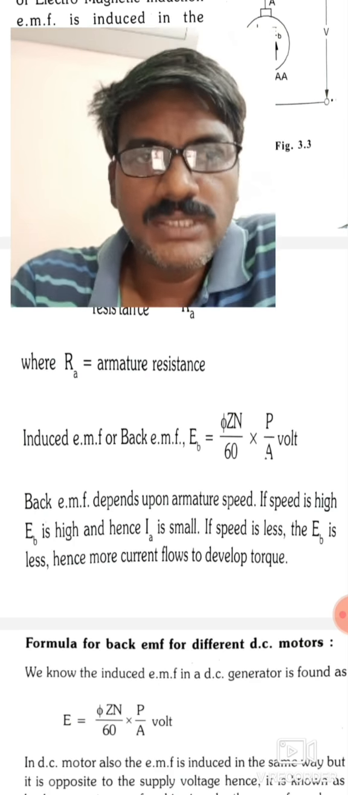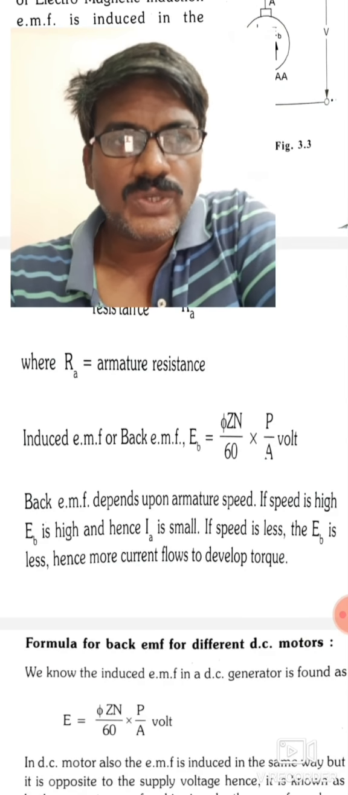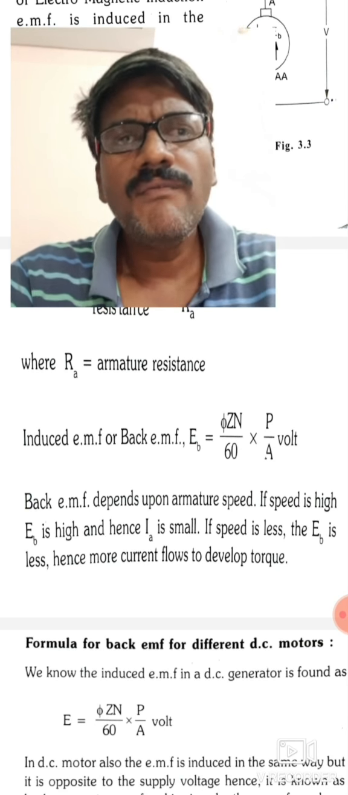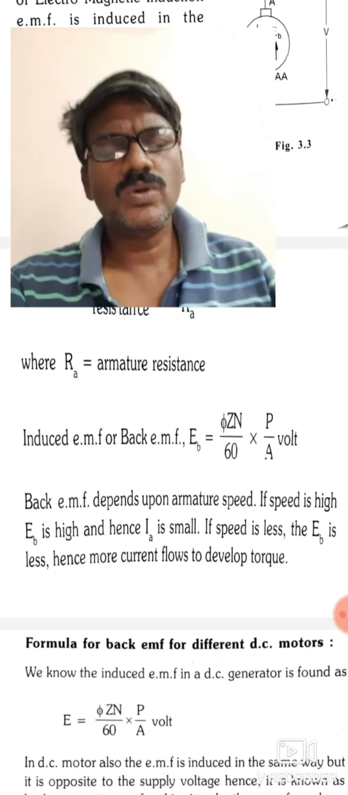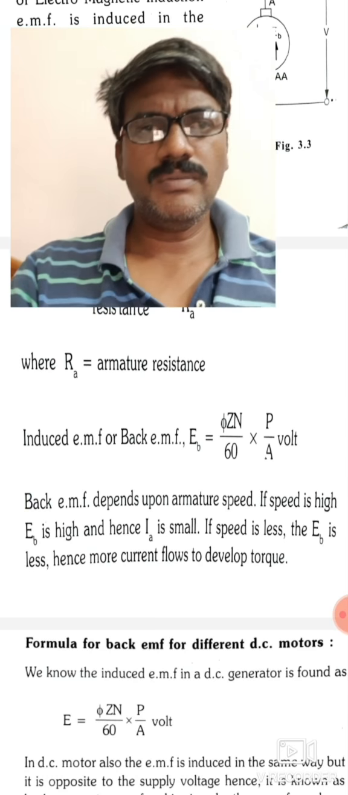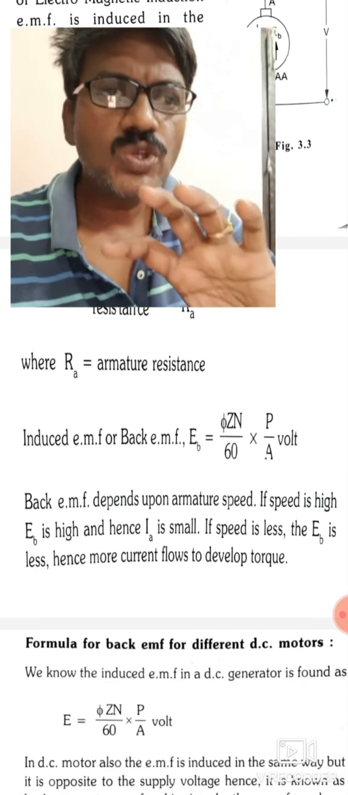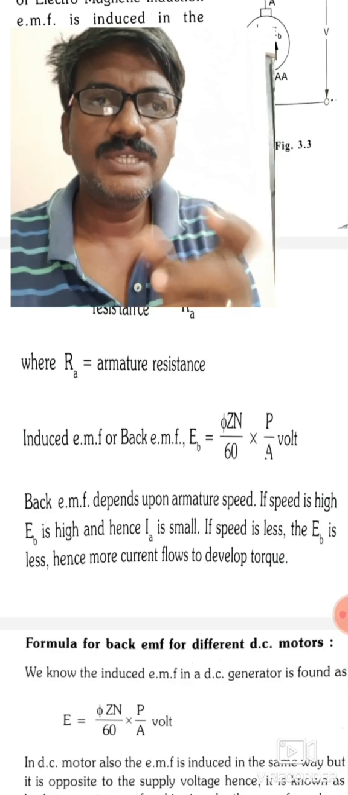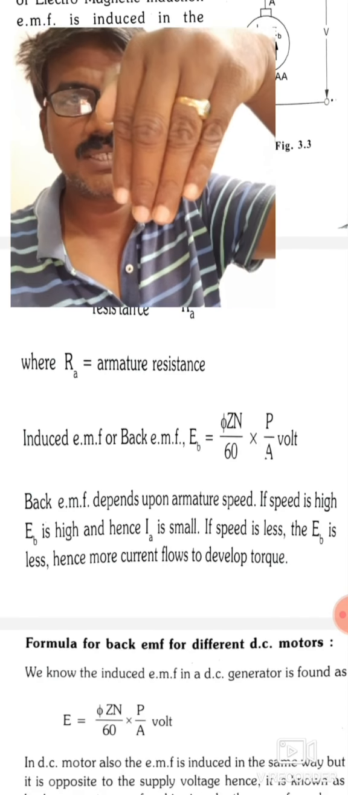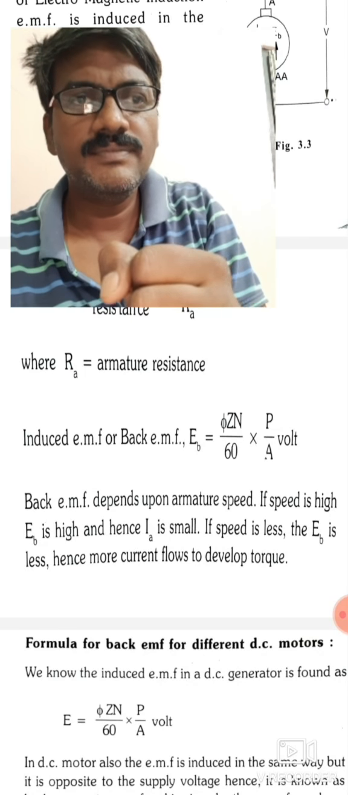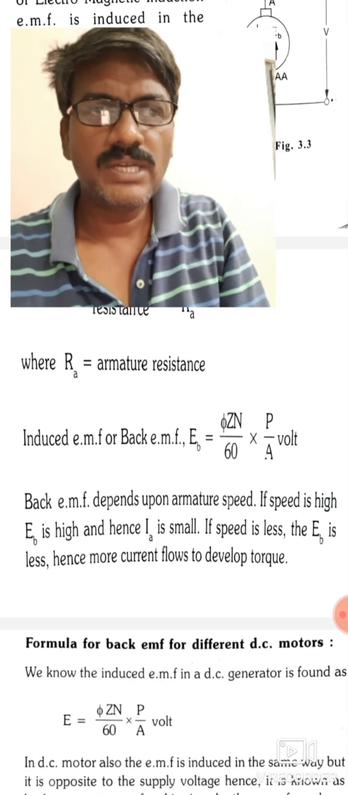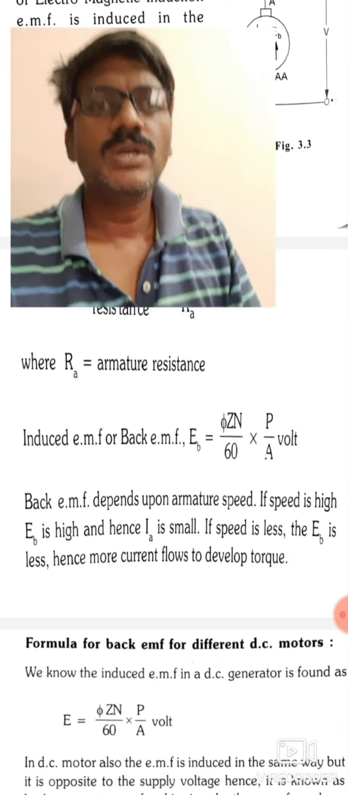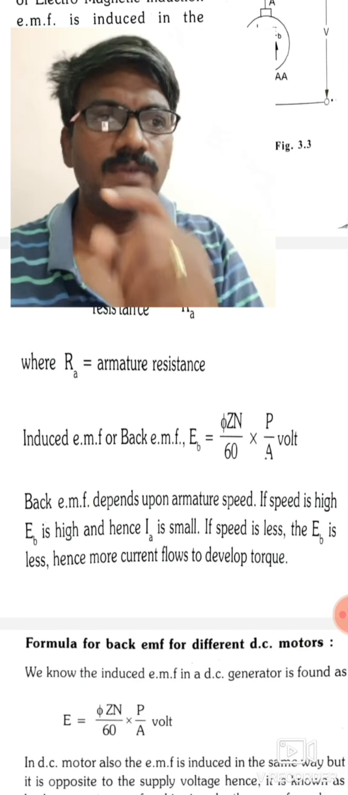So this back EMF is directly proportional to speed. That means at starting, when speed is equal to 0, back EMF is equal to 0. EMF is induced by change in flux. If the conductor is stationary, there is no change in flux. If it rotates, then only EMF is induced. So because of speed only, we are getting a back EMF.